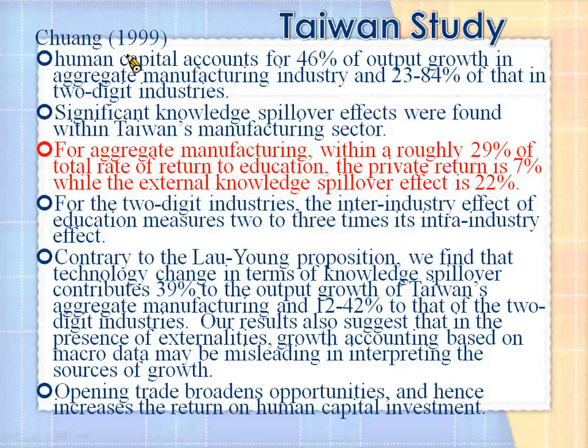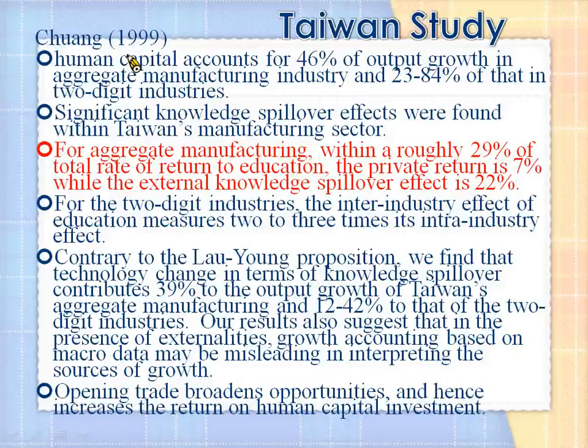That's the cross-country study. For Taiwan study, my paper making the same arguments and doing the empirical studies for Taiwan, I found that 46% of output growth in our manufacturing industries, okay, and in the so-called two-digit industries, okay, it's about 23 to 84%, that is come from human capital accumulation. Significant, and I also identified knowledge spillover effect was found within manufacturing sector, which means the externality of human capital.